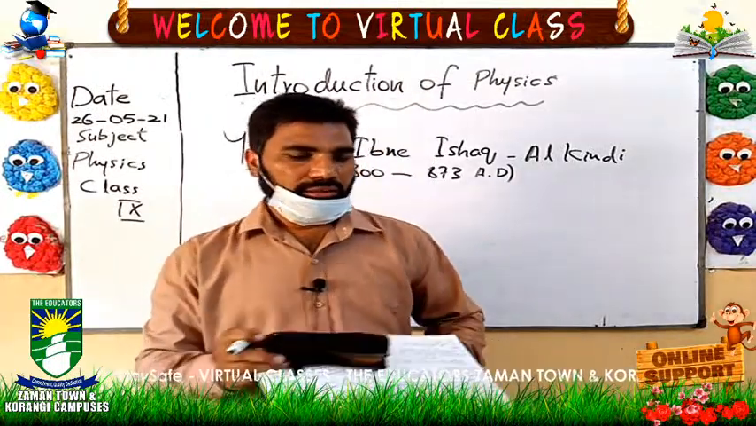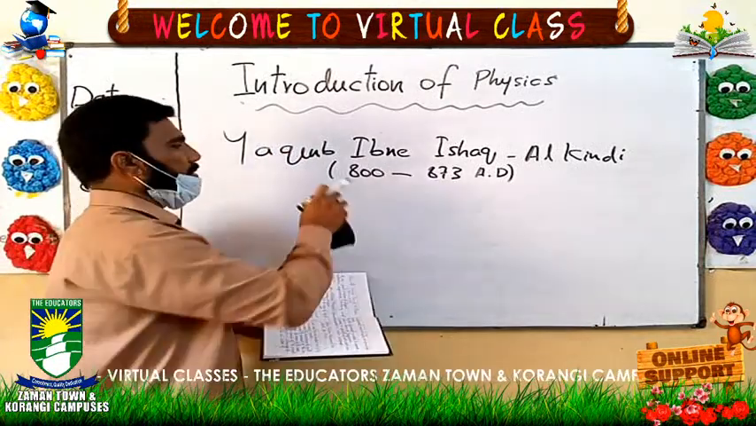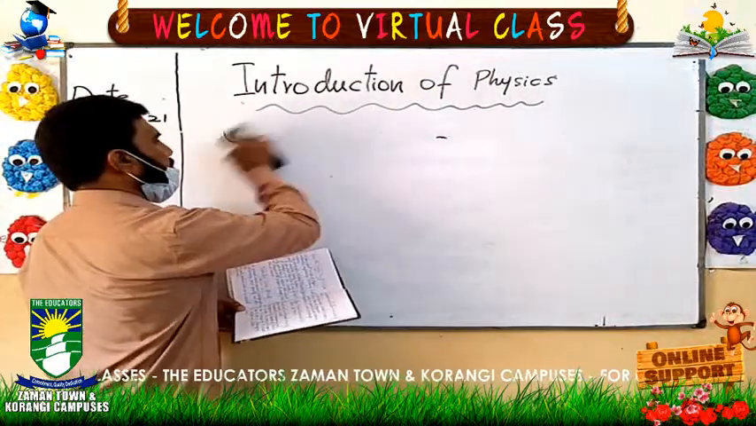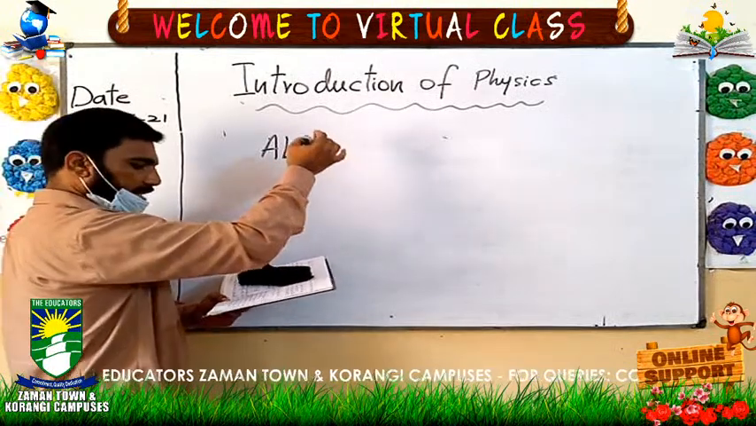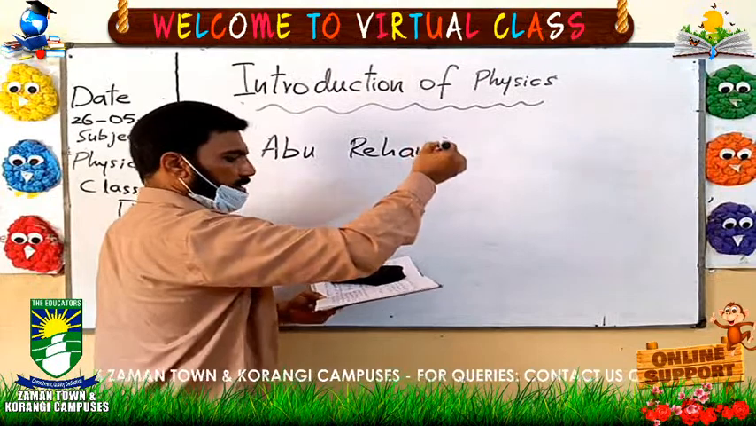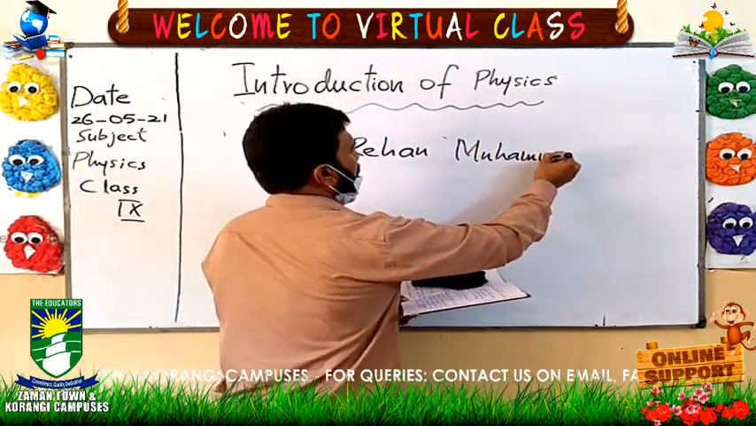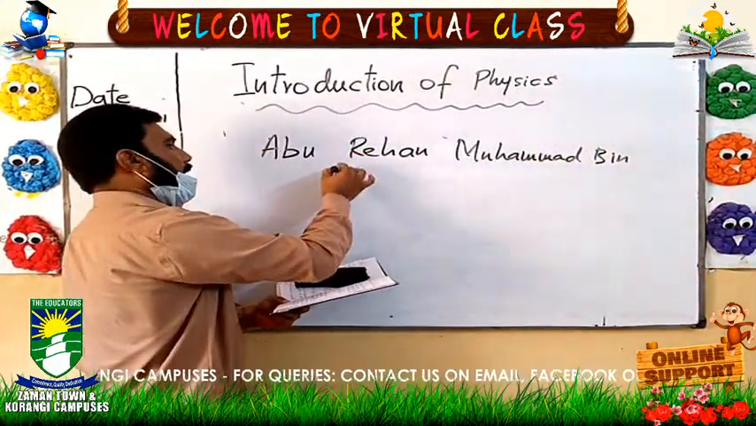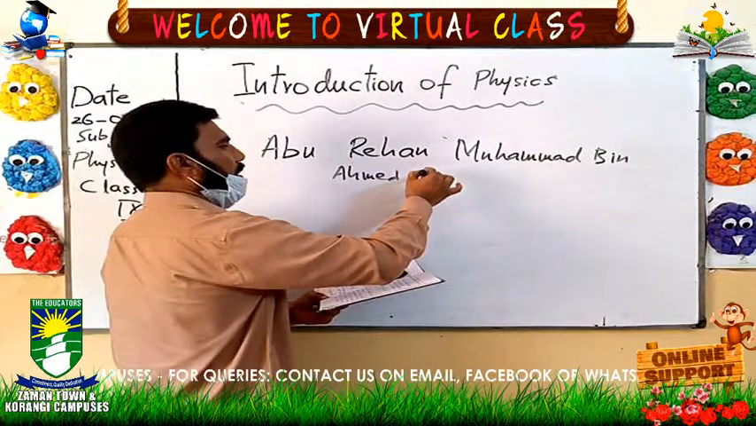And the third scientist of this era is Abu Rehan Muhammad bin Ahmad al-Biruni. He is the third scientist of this era, a very prominent scientist.